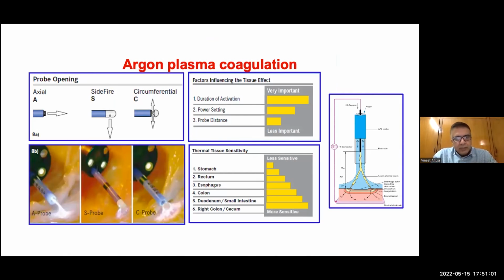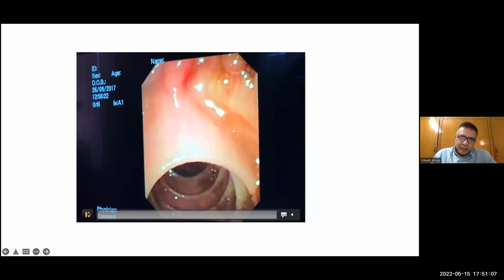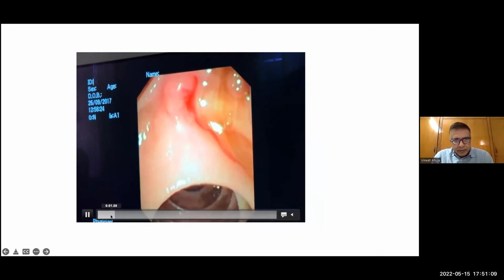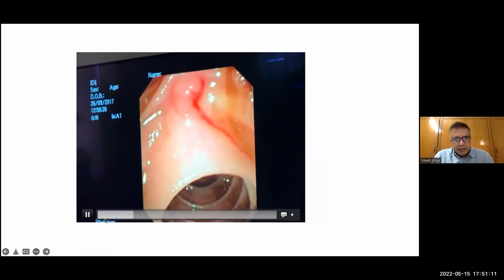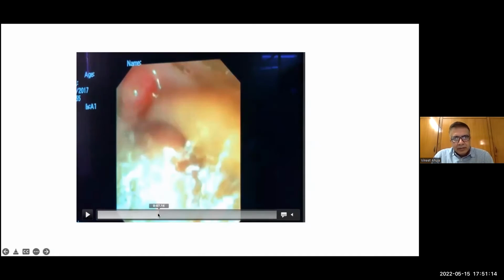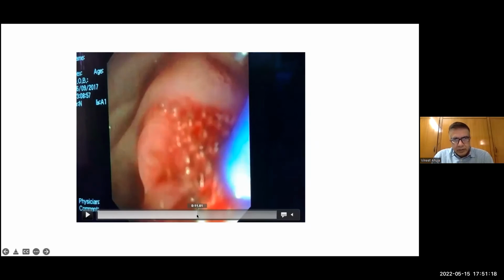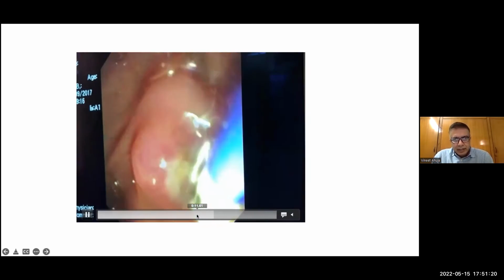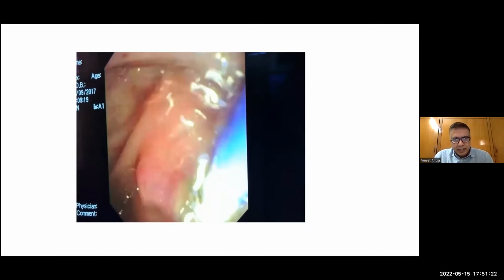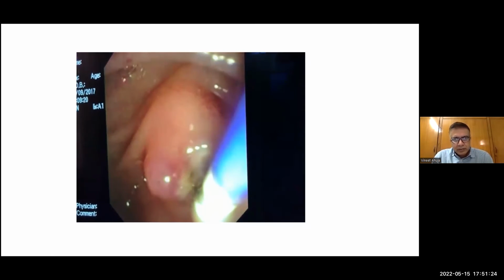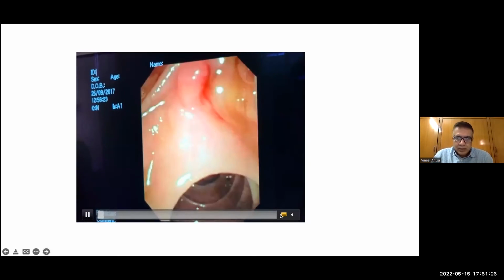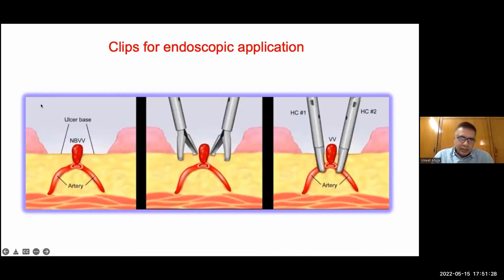Similarly, you have argon plasma coagulation, whereby with the help of coagulative necrosis, you can burn the ulcer. Let's say this is a bleeder, at the side of the ampulla, where there is a bleed going on. And what you find here is that argon plasma coagulation is applied, the area shows post-coagulative necrosis, and as a result, the bleed stops.